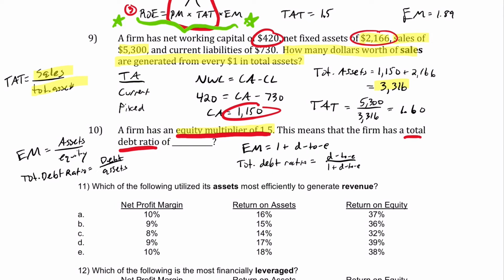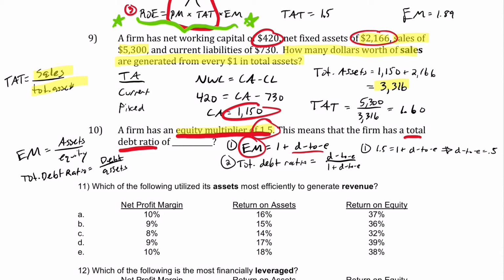So what I can do is do step 1, where they gave me the equity multiplier here of 1.5, and solve for your debt to equity. And then once I solve for that debt to equity, I can use this second equation to solve for the total debt ratio. So let's do step 1 over here. The equity multiplier of 1.5 is equal to 1 plus your debt to equity. So hopefully you can see that your debt to equity ratio would just be equal to 0.5.